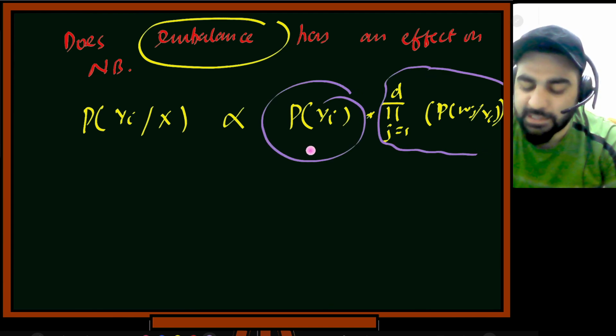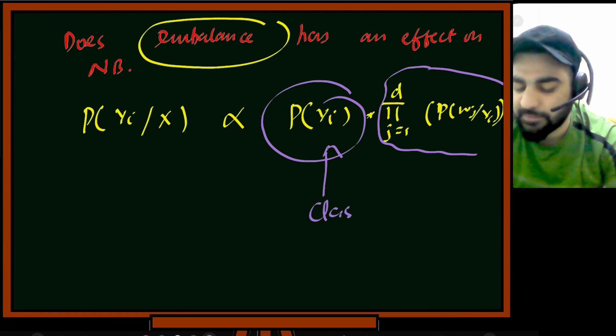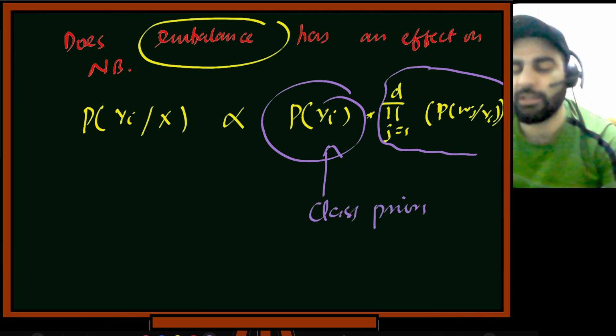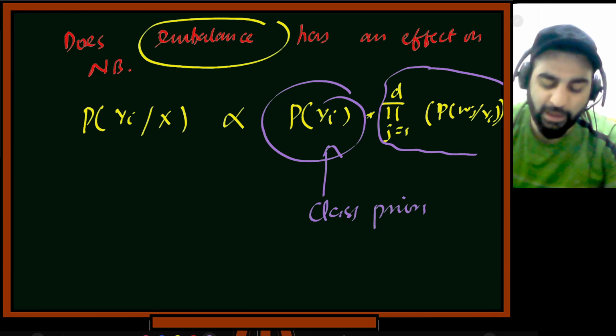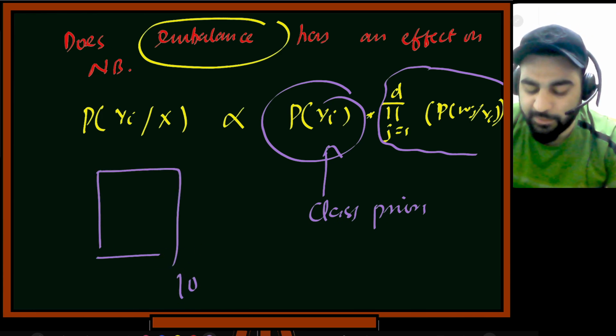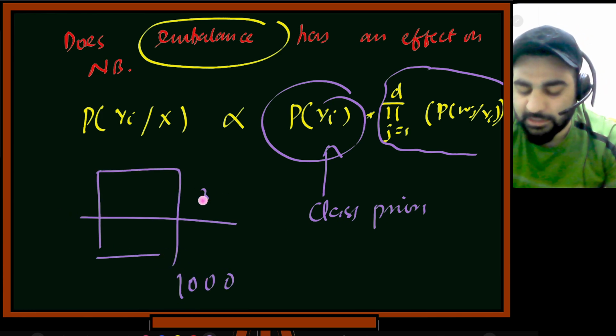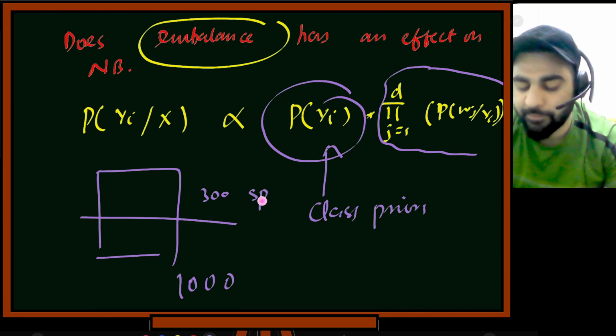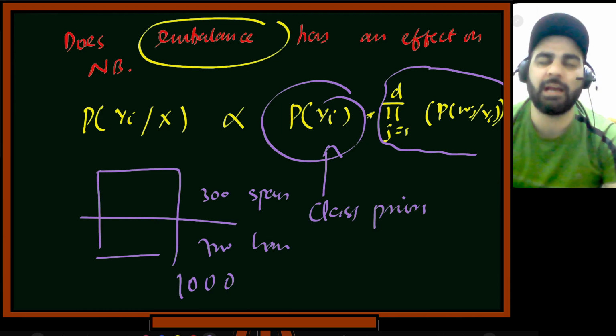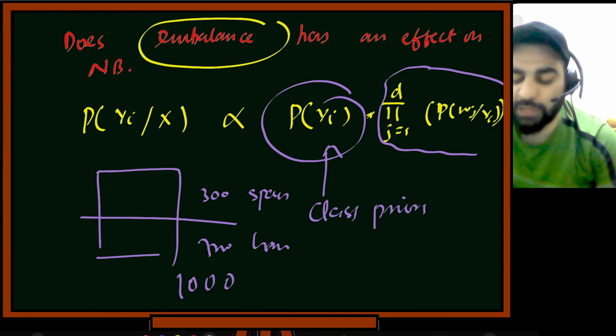Now class priors are there. These class priors are computed based on the number of data points we have. Let's suppose you have 1000 emails, out of which 300 emails are spam and 700 emails are ham. You will see that there is a high imbalance here, so then this will get affected.